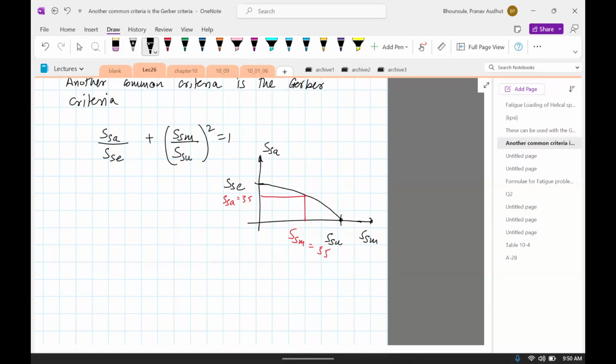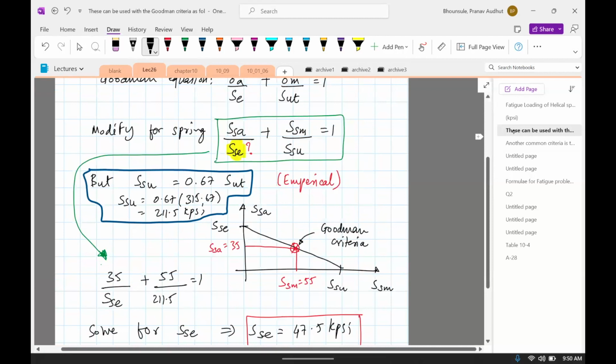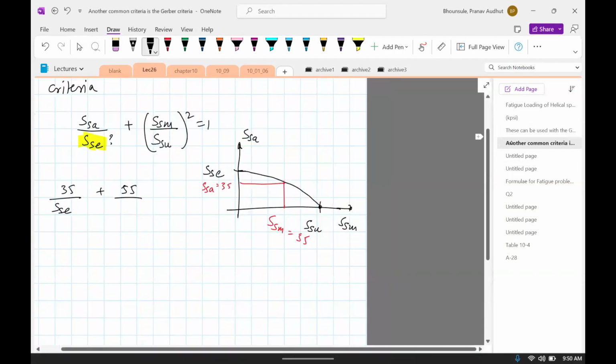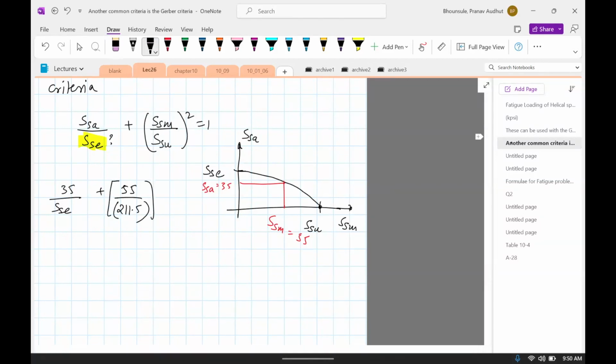So what we can do is we can substitute this. Again, the goal here is to compute what SSE is based on this criteria. So SSA is 35, SSE is unknown, SSM is 55, SSU, we computed that earlier, it is 211.5 kpsi, square, equals 1. So we can easily solve for SSE. It is 37.5 kpsi.